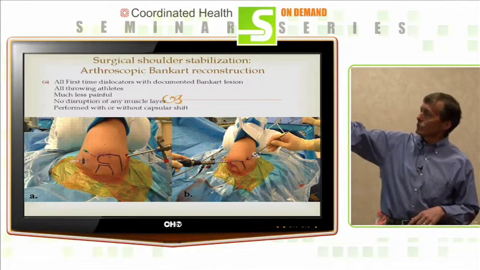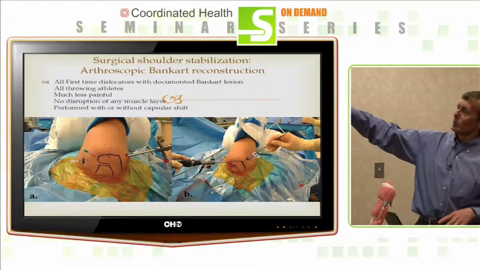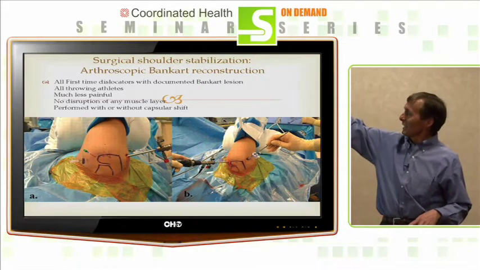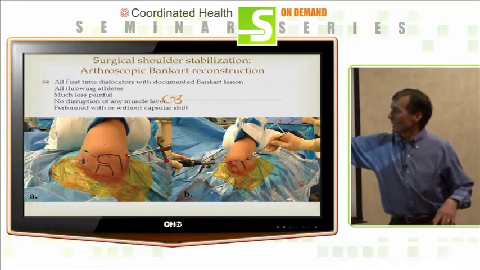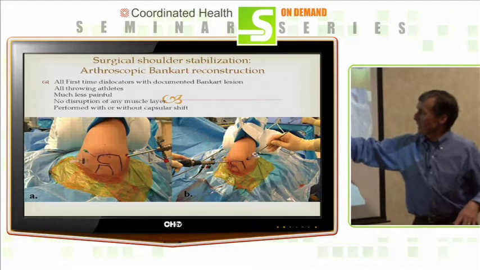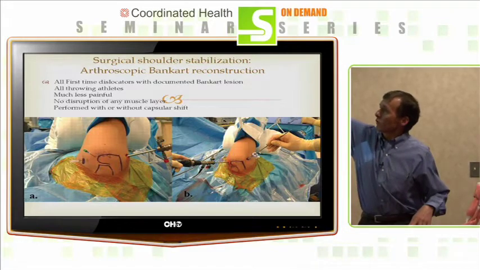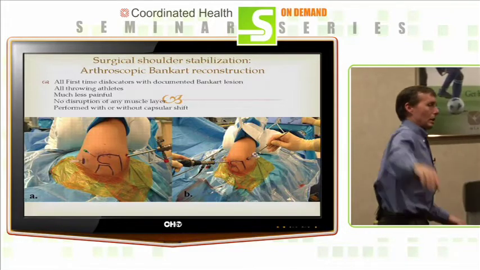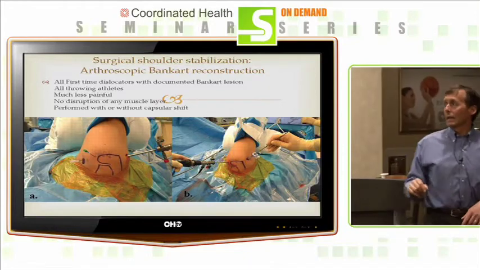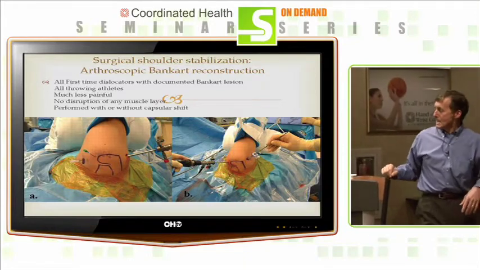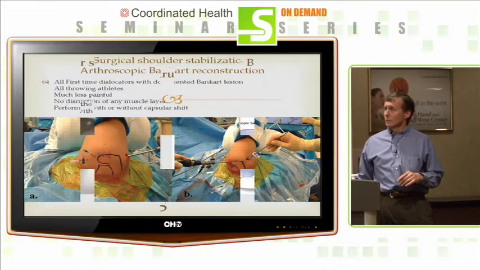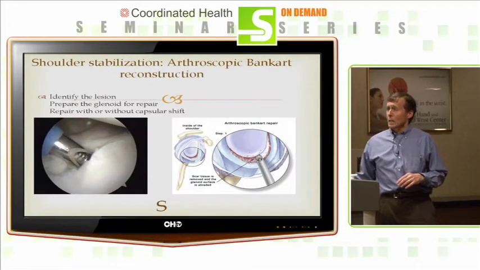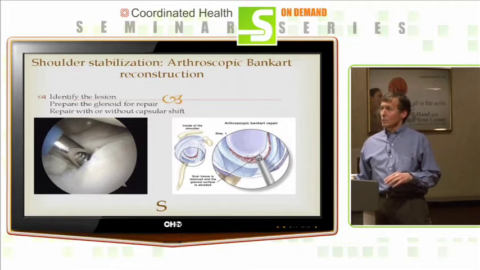And this is how I set up my shoulder. My patient's in a beach chair or a lateral decubitus position, their shoulder suspended. I use 3 little holes, or 4, sometimes. This is the top of the shoulder. Here's the arm, it's suspended, and the patient's on his side, and it gives me excellent access to the shoulder. I can see the shoulder better than I can open, to be honest with you. This is what an arthroscopic Bankart reconstruction looks like.